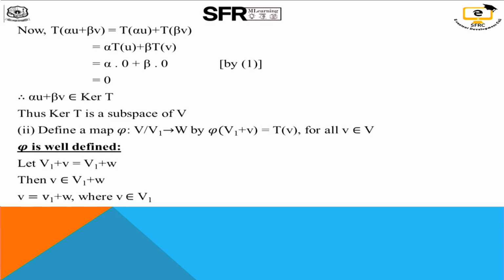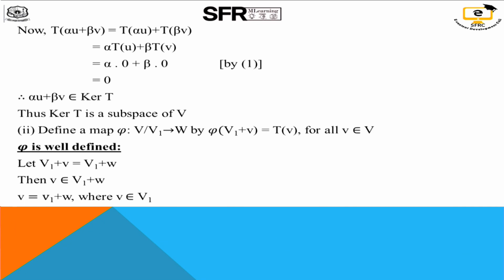Next one, you prove that V by V1 is isomorphic to the vector space W. That means we have to prove the existence of an isomorphism between the vector spaces. You define a map pi whose domain is V by V1. It is a quotient set; the elements will be of the form V1 plus V, for all V in V, and the image is in W. Here W is the image of T from V to W, so every element in W will be of the form T of V. So the map is defined as pi of V1 plus V equals T of V.